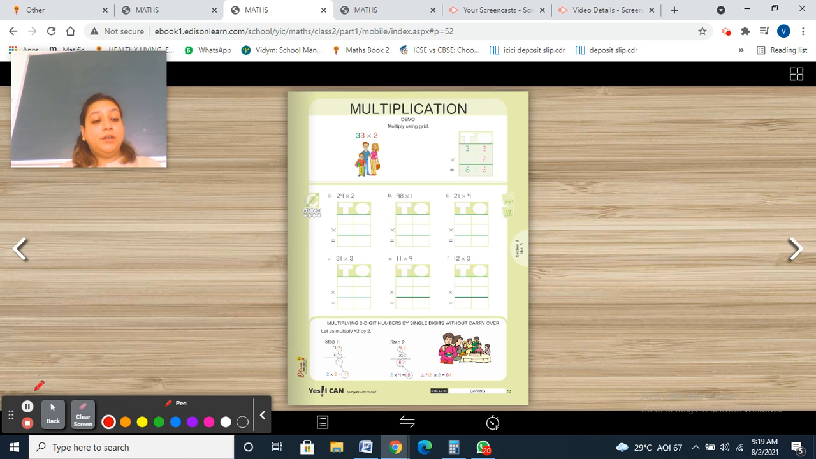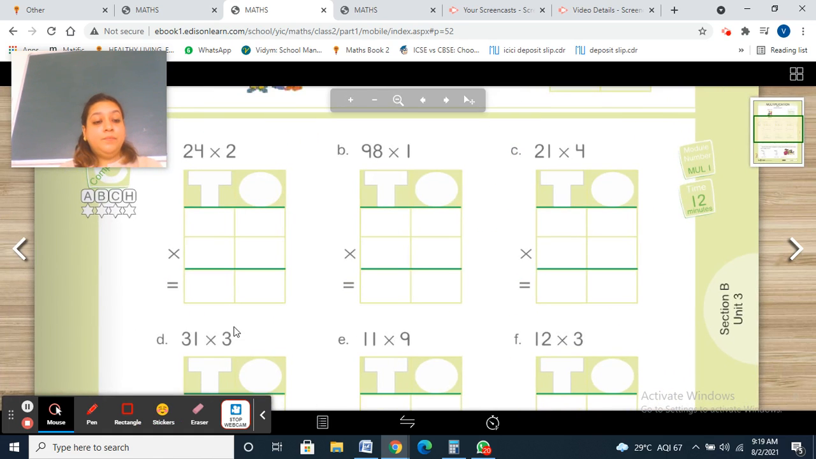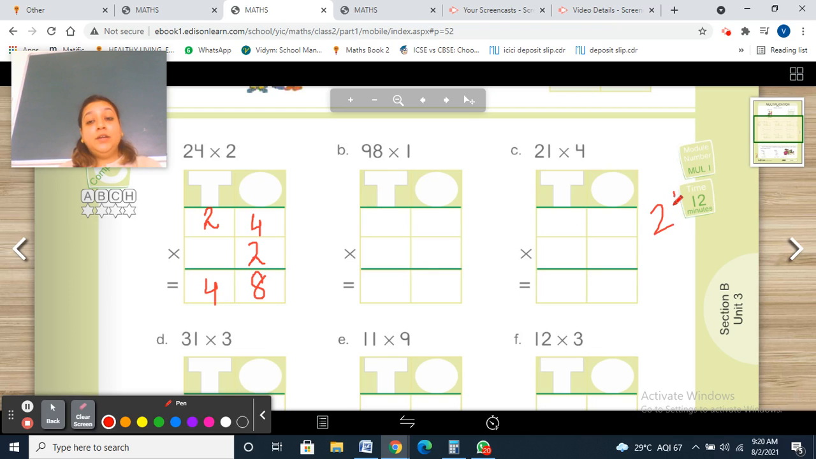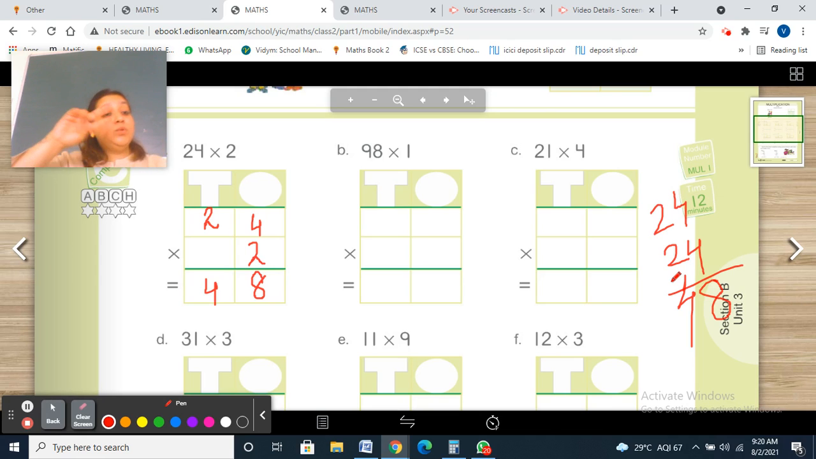Now we are going to do this particular thing in your book itself. Okay. So 24 here, 2 here. Multiply. 2 fours are? Yes. 2 twos are? Your answer is 48. And you can check when we are adding 24 plus 24, 4 plus 4, 8, 2 plus 2, 4. Means we are adding 24 2 times. Okay?